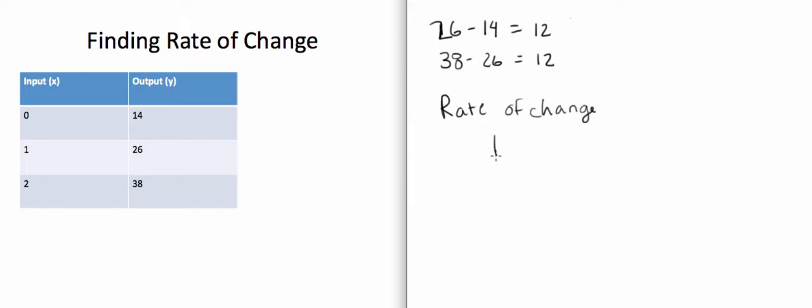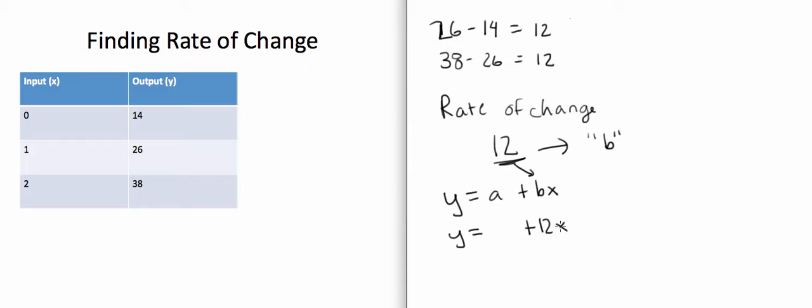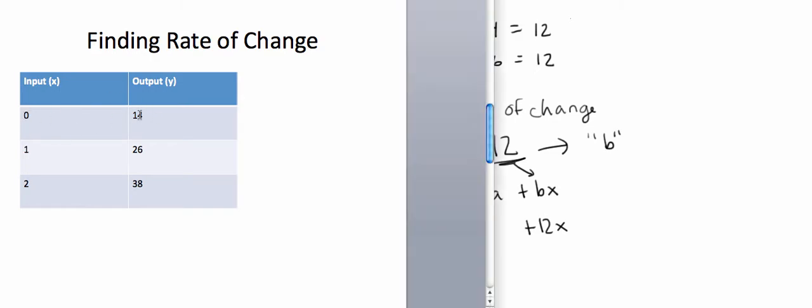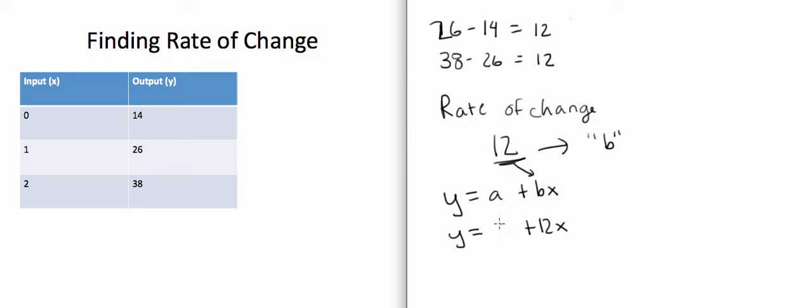is 12. This is also known as our b value of our equation. So if we have our equation y equals a plus bx, that 12 goes in for b. So we have y is equal to 12x, and then we look back to our original problem. We're looking for where x is 0. In this case, when x is 0, y is 14. So our a value is 14. So the equation y equals 14 plus 12x represents this table.